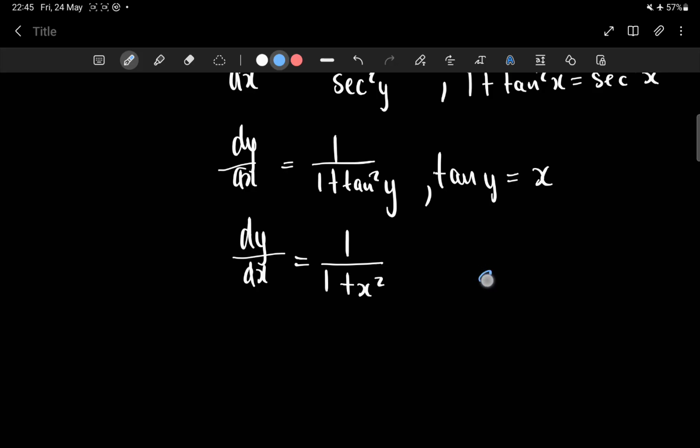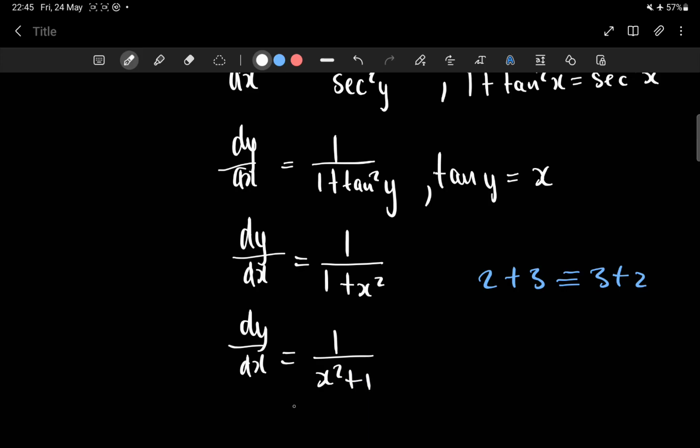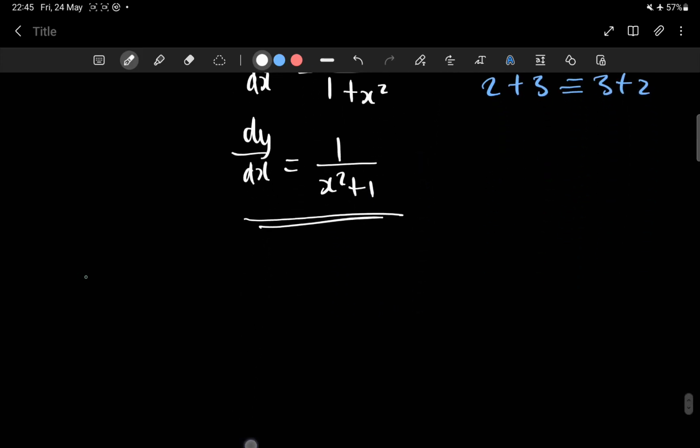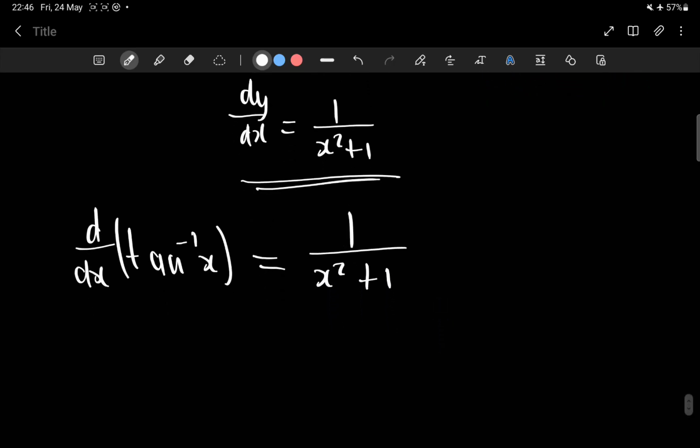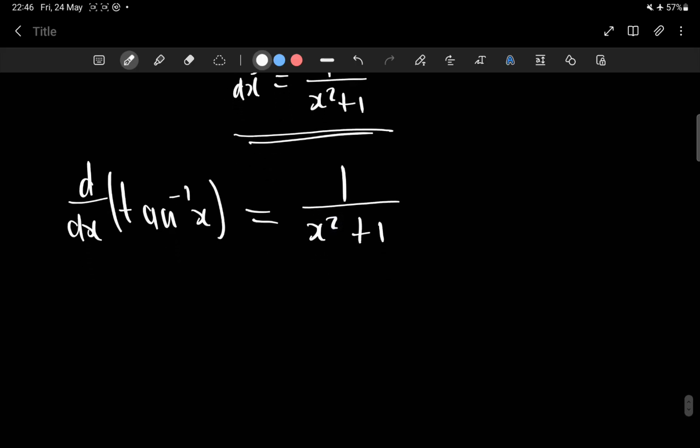And we know that 2 plus 3 is the same as 3 plus 2. So I can just write it as dy dx is equal to 1 over x squared plus 1. That's the way I like it. So now we already have it. That means the d/dx of tan inverse of x is just going to be 1 over x squared plus 1. Great job!